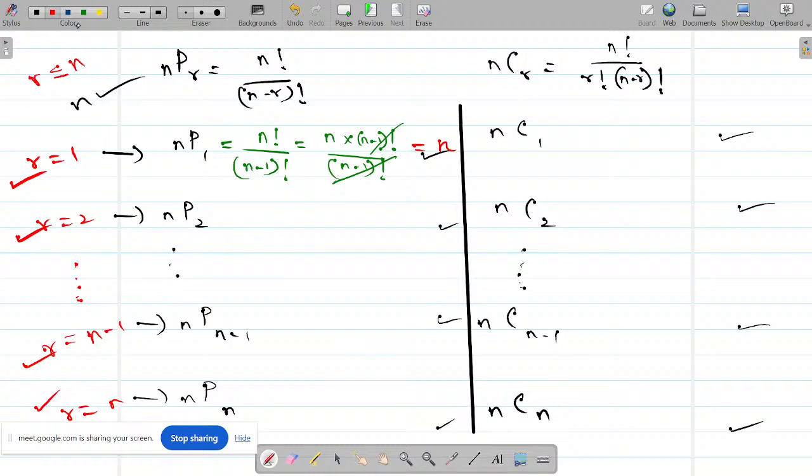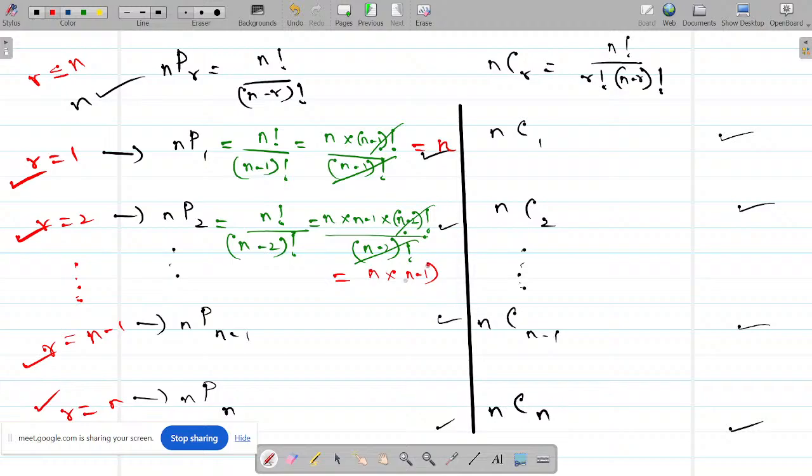So next one, nP2 is n factorial divided by n minus 2 factorial. I shall write this as n into n minus 1 into n minus 2 factorial divided by n minus 2 factorial. I shall cancel it. So my answer here would be n into n minus 1. In case r is equal to 3, obviously we can guess the answer for nP3 is going to be n into n minus 1 into n minus 2, because by definition we will get it, okay.